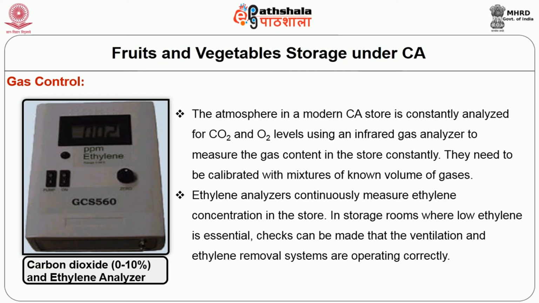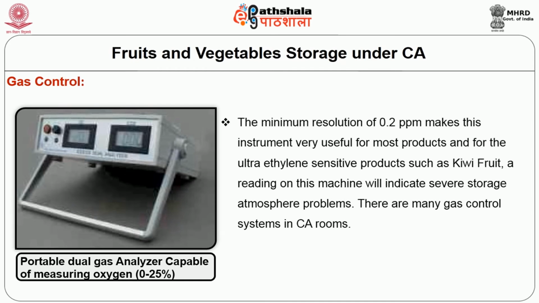Ethylene analyzers continuously measure ethylene concentration in the store. In storage rooms where low ethylene is essential, checks can be made that the ventilation and ethylene removal systems are operating correctly. The minimum resolution of 0.2 ppm makes this instrument very useful for most products, and for the ultra ethylene-sensitive products such as kiwi fruit, a reading on this machine will indicate severe storage atmosphere problems.